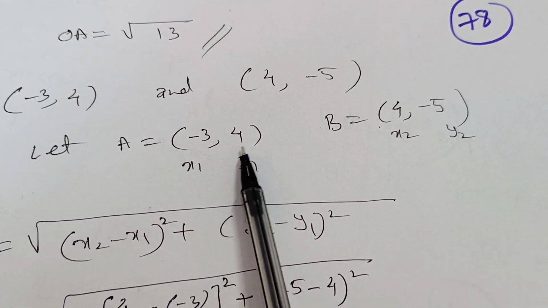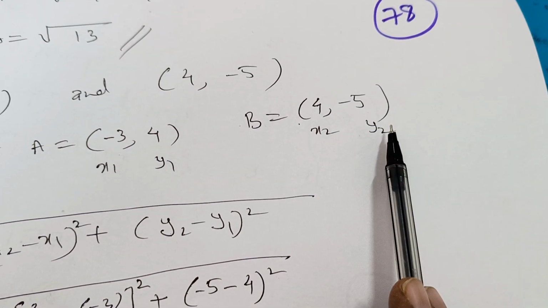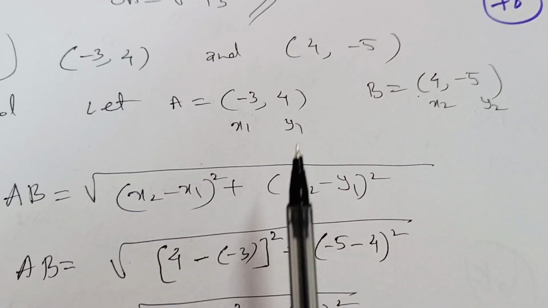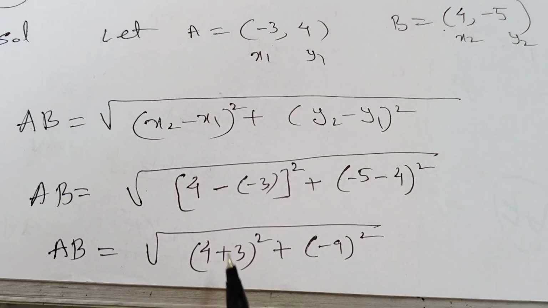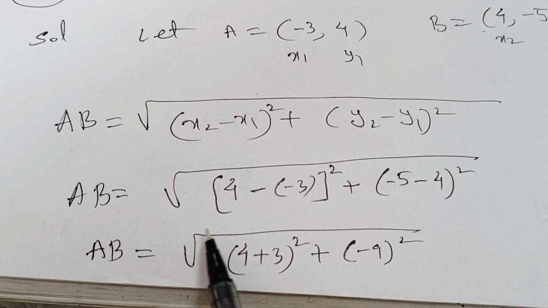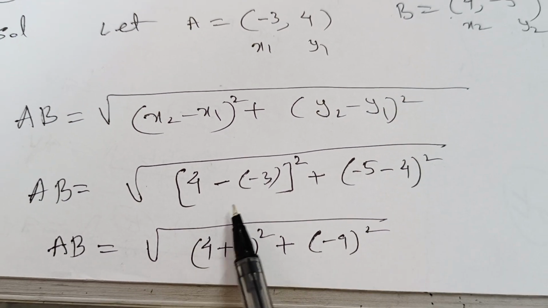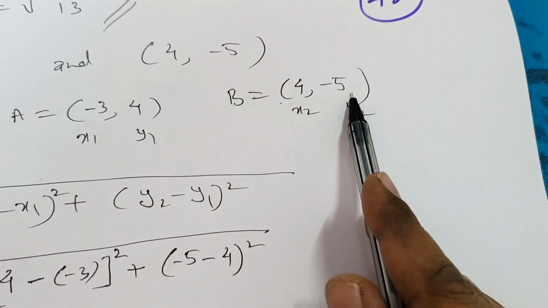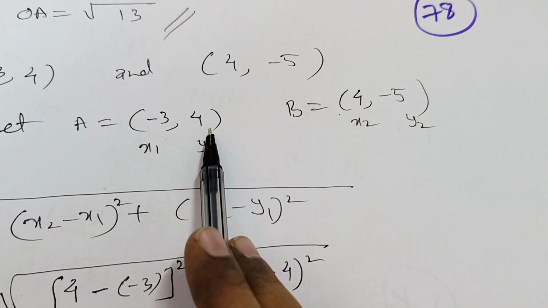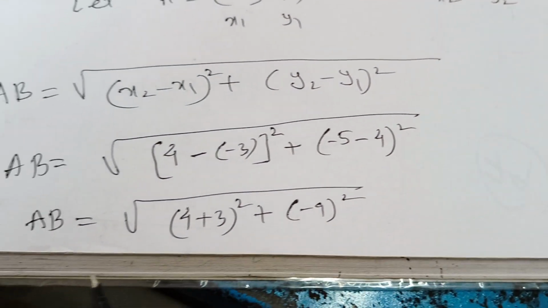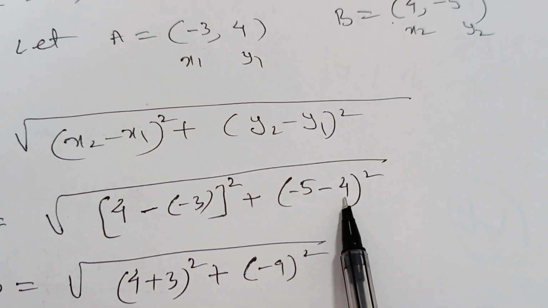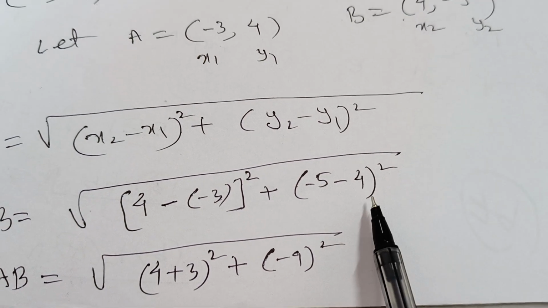So this is our x1, y1 and x2, y2 values. x2 is 4 minus of minus plus. It becomes plus. So we are writing AB is equal to square root of 4 minus -3 whole square plus y2. y2 is -5, y1 is 4, so -5 minus 4. AB is equal to 4 plus 3 whole square. Both the terms are negative, so we are adding them.